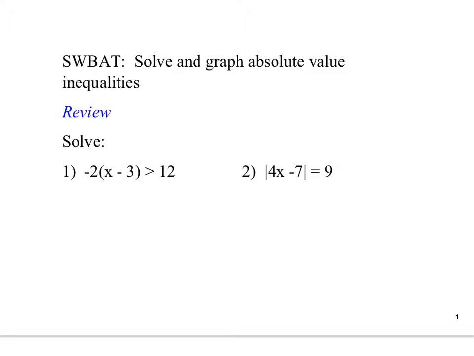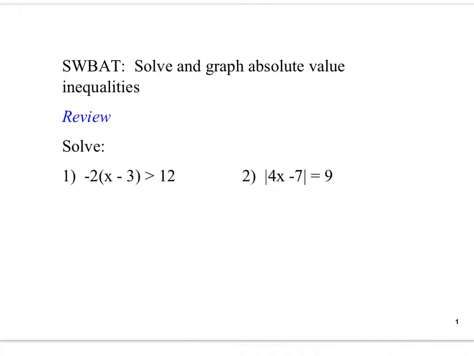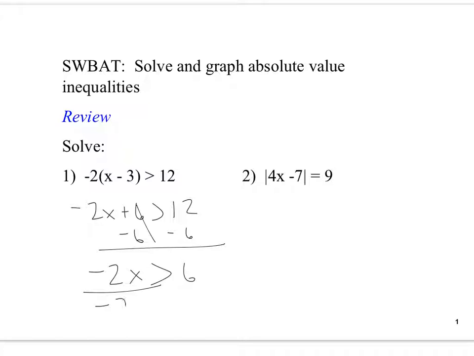Absolute value inequalities. So you know how to solve an inequality. Reminder here: negative 2x plus 6. We solve this, and when you divide by a negative, remember, the inequality reverses, so it's x is less than negative 3. Remember interval notation. All values less than negative 3 would look like this.